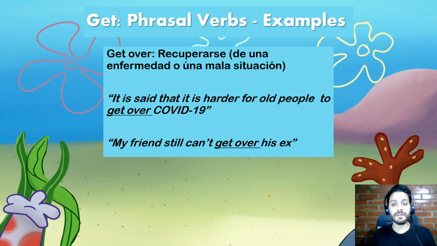The next one is get over, which means recuperarse, not only of an illness or a disease, but also a bad situation. So I put two examples in this, and we have the first one. It is said that it is harder for old people to get over COVID-19. Elderly people are risky in terms of health, so they have a really hard recovery when they get ill in these times. So COVID-19 can be lethal for them. So it's difficult for them to get over a disease.